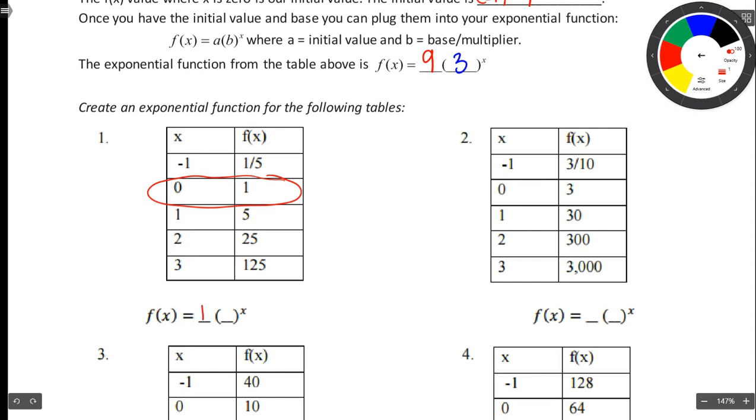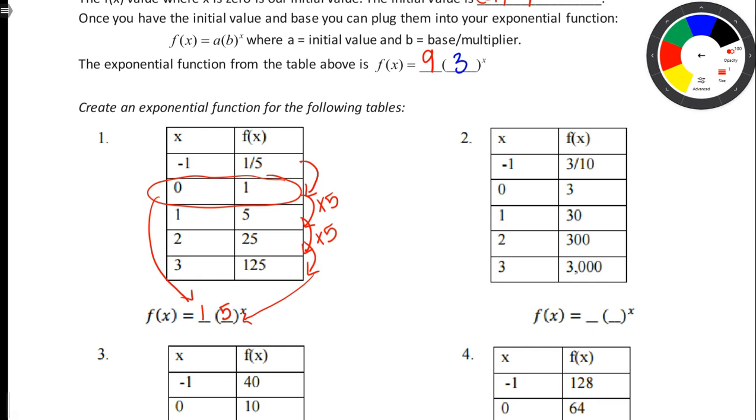Now we're going to see what our b value is. What is our multiplier each time? What number does it look like is multiplying to get to the next number? In this case, it's fairly obvious, hopefully we can see that it's multiplying by 5 each time. So our multiplier is going to be 5. Again, starting value, multiplier, goes right there.